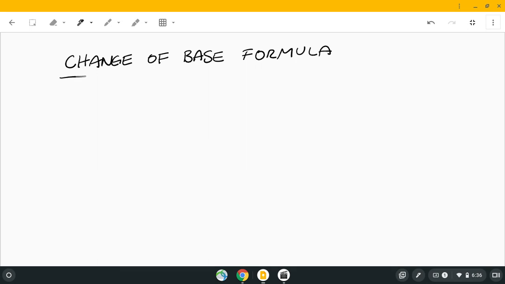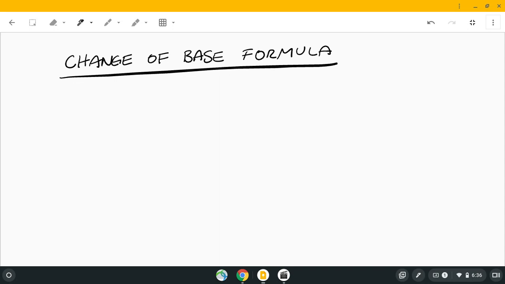Okay. One last thing here: change of base formula. If you noticed on your calculator, we only have the common log base 10, and the natural log, right? And so you must be wondering, how do I find log base 2 of 5, right? Okay, so we use the change of base formula.